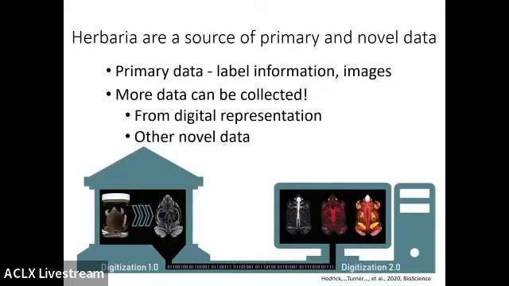And what I think is really exciting is that even more data can be collected from these specimens. So this novel data can be collected from digital representations of the specimens or from the physical specimens themselves. And one of the many kinds of data that I can get from an herbarium specimen is genomic data. Across multiple specimens, all of this genomic data is temporally ordered.